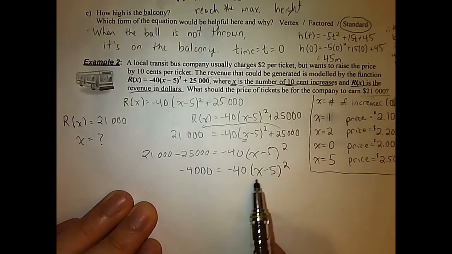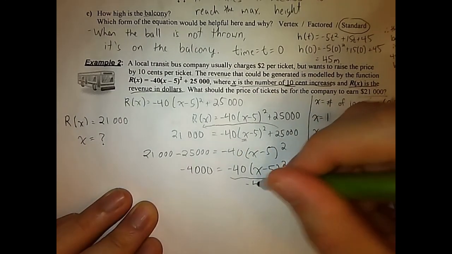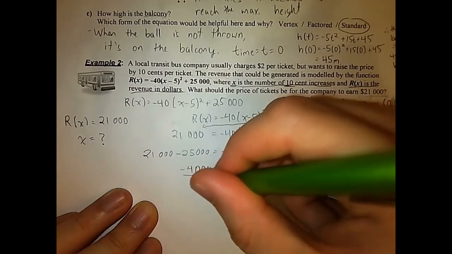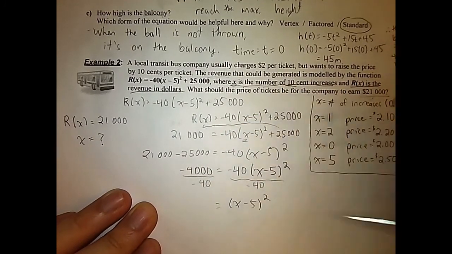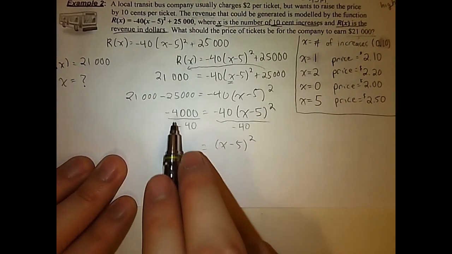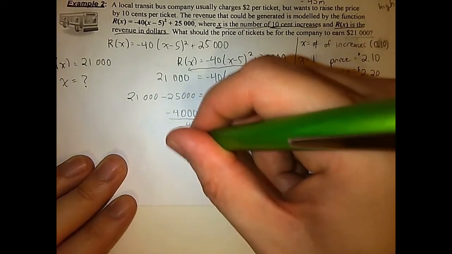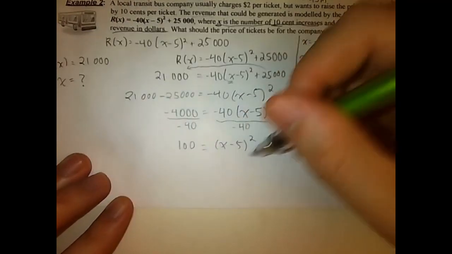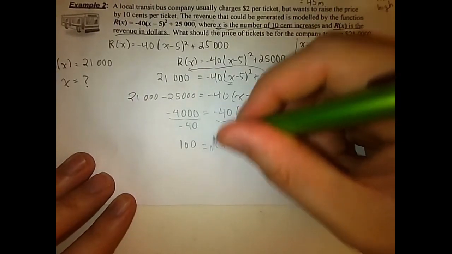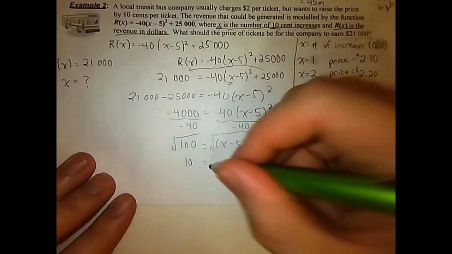Then I want to get this by itself again. I notice I have a factor. I'm going to divide both sides by -40. I get (x - 5)², and then -4,000 divided by -40 gives me 100. Now I want to get the x by itself, but I have this squared around it, so I'm going to do the opposite of that. Square root. The square root of 100 is 10.